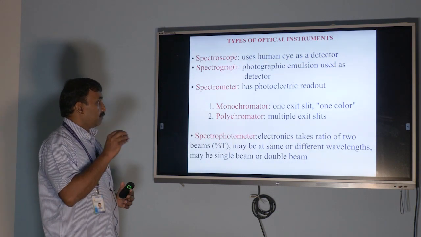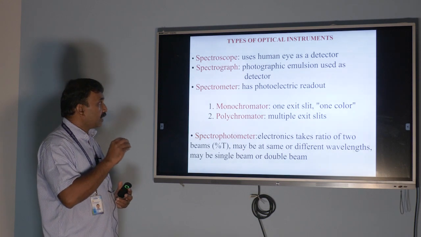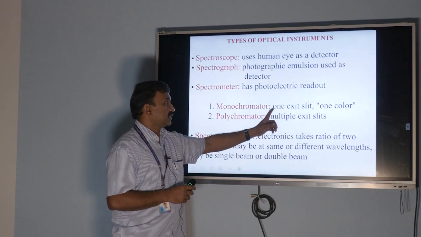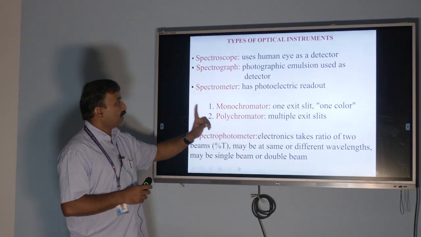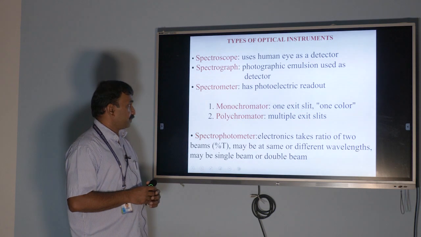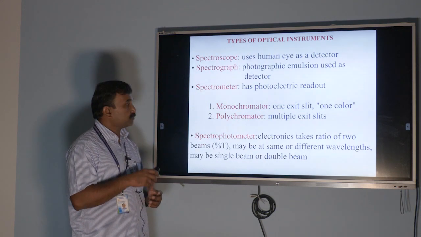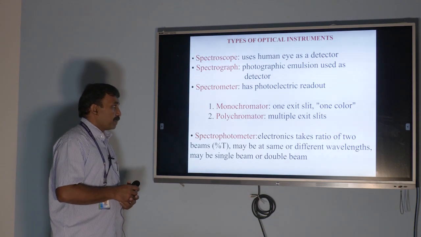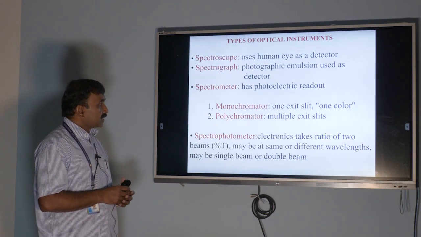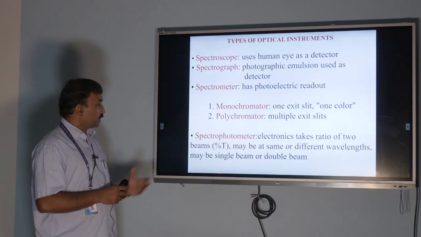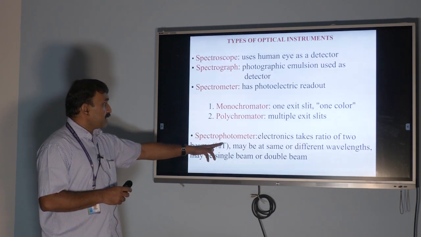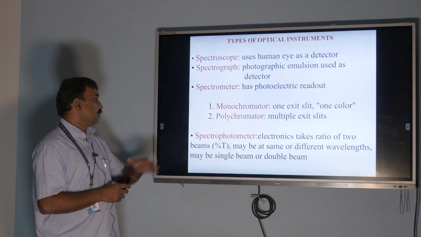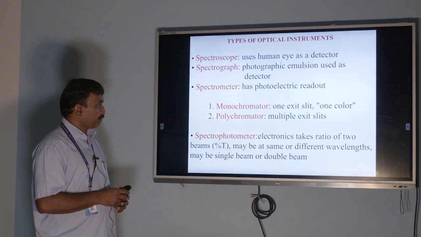A monochromator is the part of a spectroscope that allows only a single wavelength of light, or it has one exit slit. A polychromator has multiple exit slits. A spectrophotometer is where the electronics take the ratio of two beams, percentage transmittance, may be at the same or different wavelengths, may be single beam or double beam. That is a spectrophotometer.